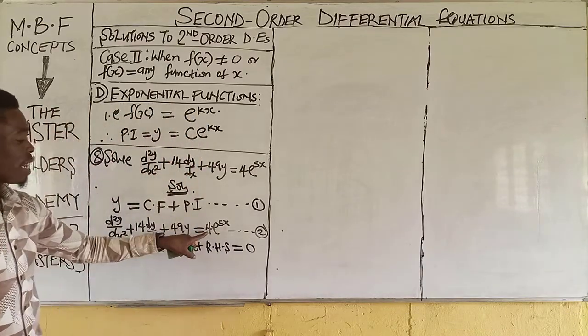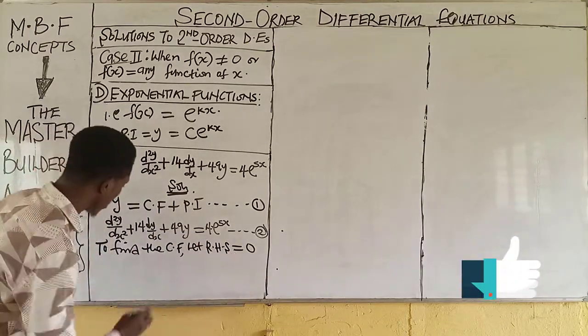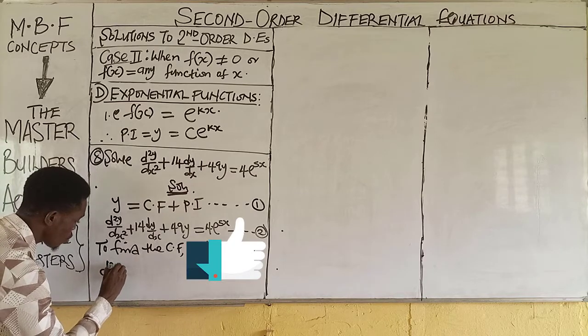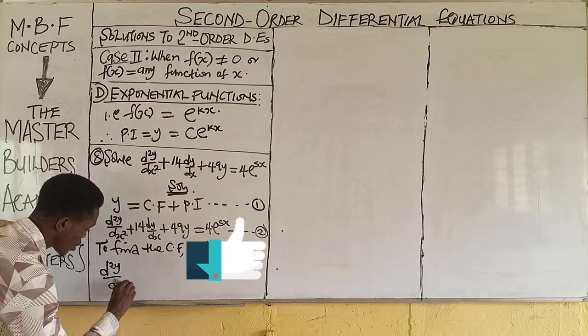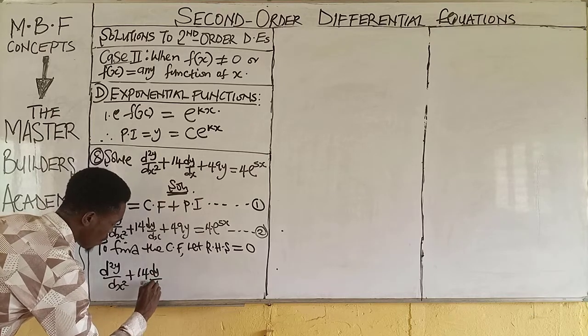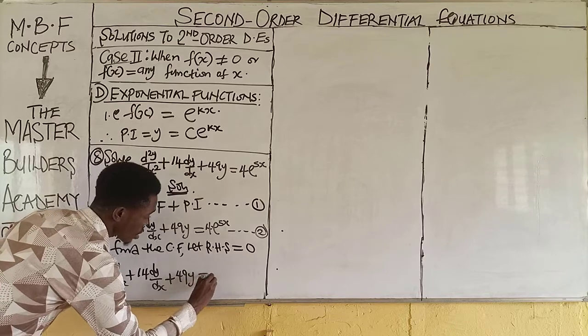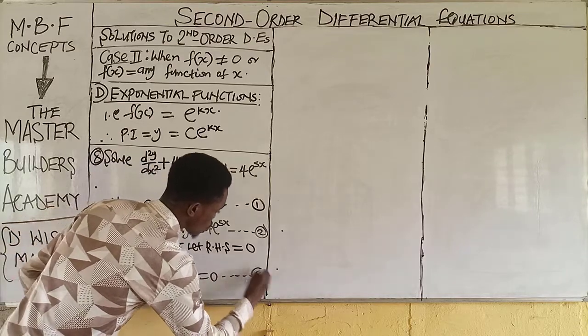So we are going to replace 4e^(5x) by 0. Then we have d²y/dx² + 14 dy/dx + 49y = 0. So we label this equation.